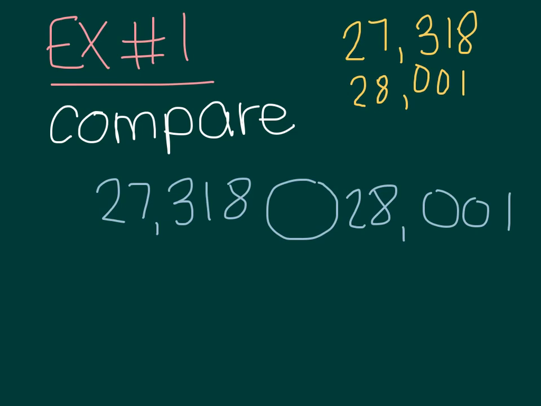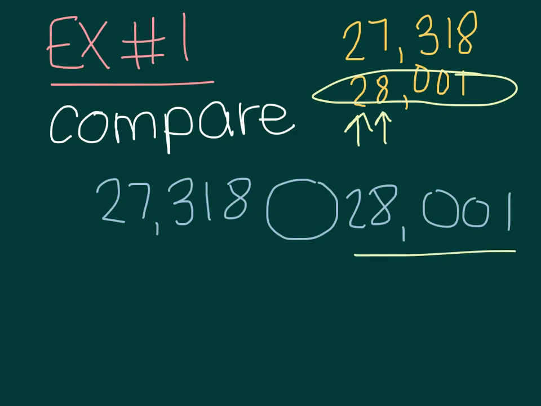Now, when I look at these numbers to compare them, we start the other way. So we start left. So we look at whatever the first place is. In this case, it's the 10,000s place. And they both have a 2. So that doesn't tell me anything. So I need to move on to the next place, which is the thousands place. I have a 7 and an 8. Since the 8 is greater than 7, obviously this is going to be my bigger number. So 28,001 is a larger number.